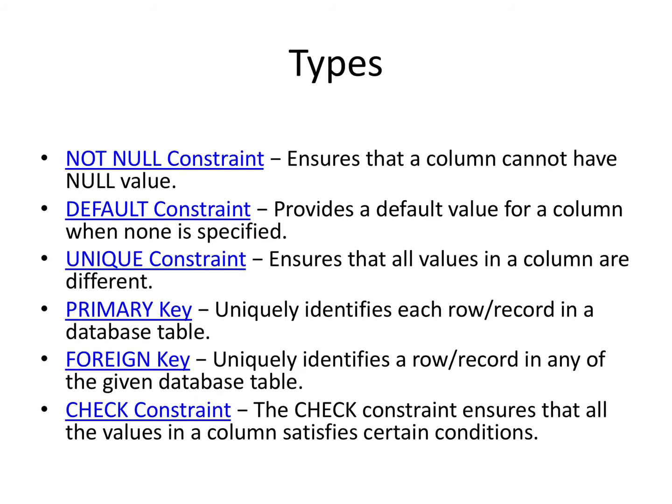Now let's go to the types of constraints that we are going to look at. There are six types of constraints that we are going to look at today. One is the not null constraint, then the default constraint, unique constraint, primary key constraint, foreign key constraint, and we are also going to look at the check constraint. These are the various types.